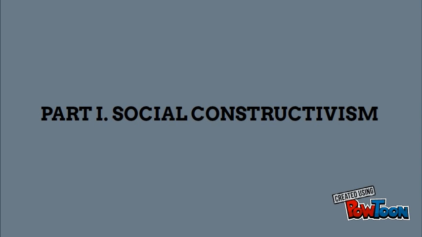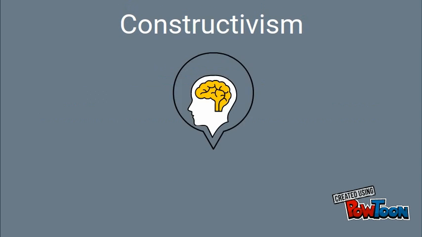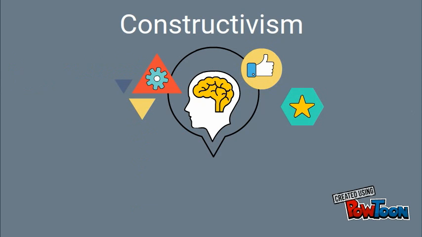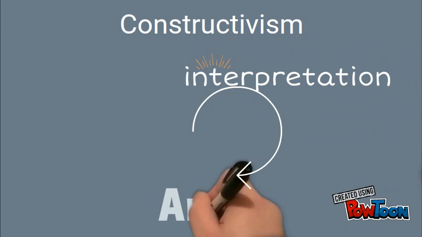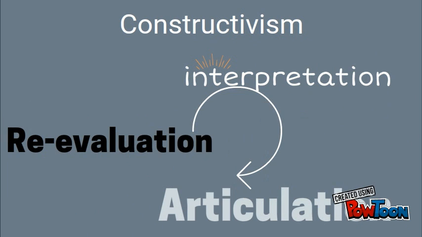Part 1. Social Constructivism. Let's begin with social constructivism. Social constructivism branched off from constructivism, which held that students learn by doing rather than observing. Constructivists believe that students bring prior knowledge into a learning situation and that they engage in a repetitive process of interpretation, articulation, and reevaluation in order to learn.